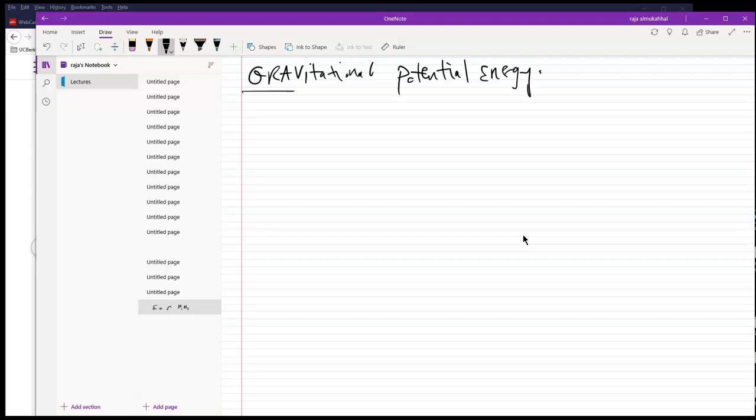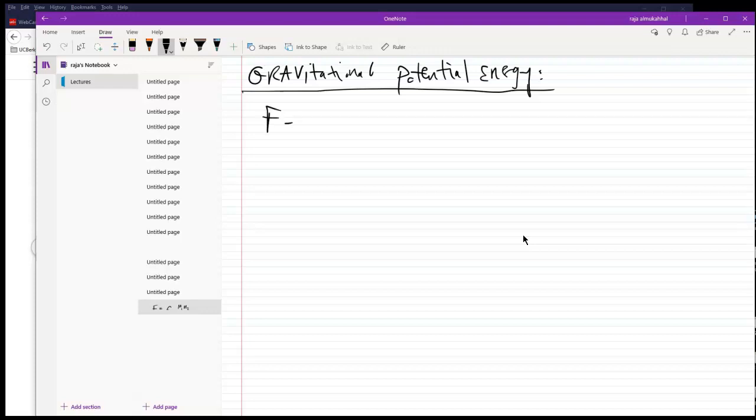Your book goes into details on how to derive it. I'm not going to give you the details of that. You can look up the derivation starting from page 343, and mainly page 344. But I'll give you a quick summary of how you can get the gravitational potential energy.